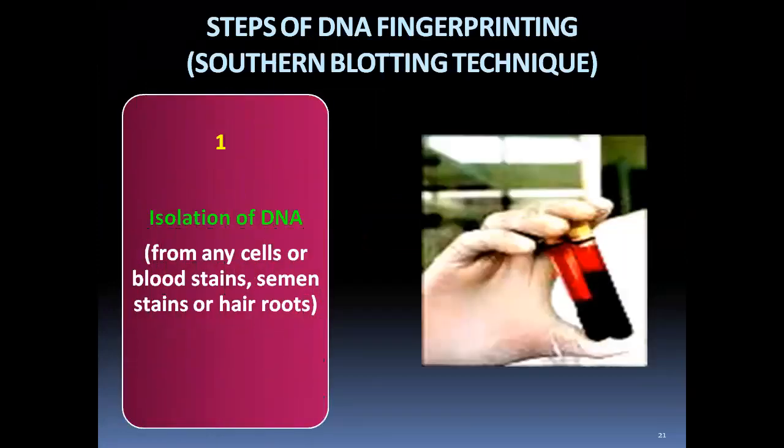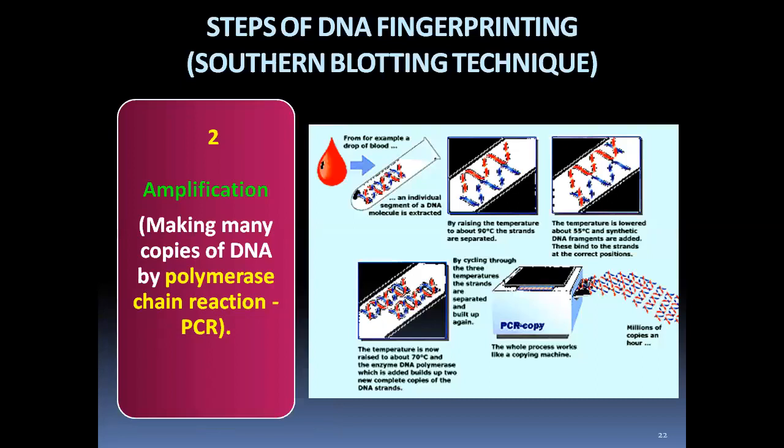So what we do here, first of all, is isolate the DNA from any cell, or a blood stain, or semen stain, or hair roots, anything. If I rub on a table, my stratified squamous epithelial cells will be on the table, so you can collect them also. Whatever it is, we collect that particular cell and isolate the DNA. Then we make many copies of the DNA, because if I commit a crime, I won't go again and again to give my sample. So that's why we need to make copies of it.